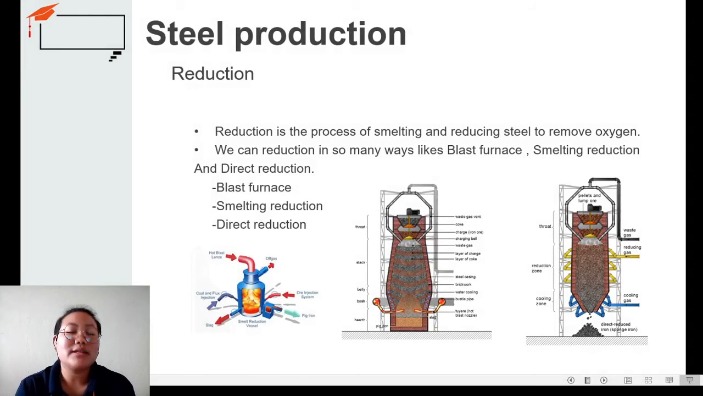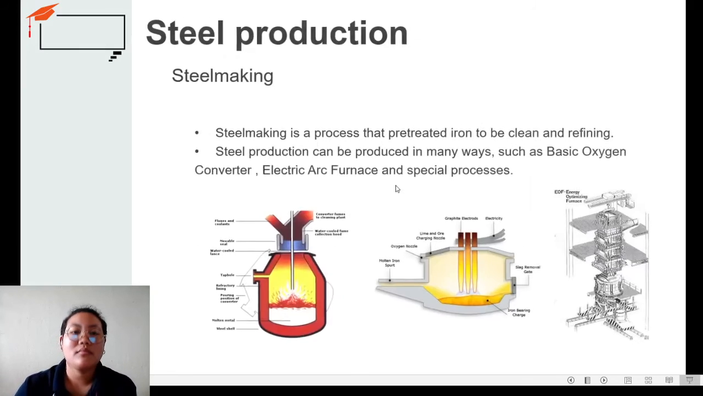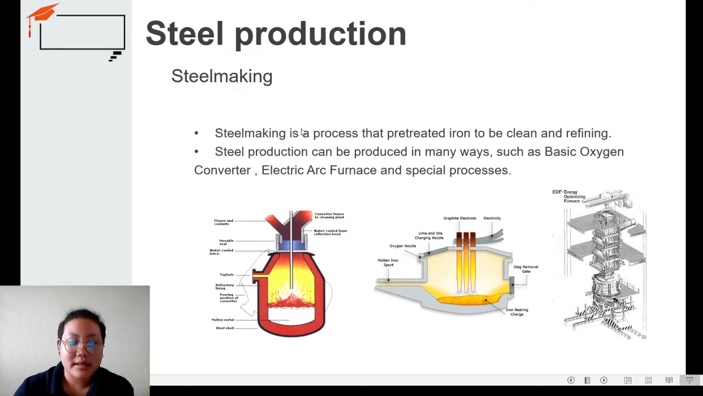Reduction. Reduction is the process of smelting and reducing to remove oxygen. We can do production in many ways, like blast furnace, smelting reduction, and direct reduction. Steel making. Steel making is a process that heats iron to be clean and refined. It can be done in many ways, like basic oxygen converter, electric arc furnace, and special processes.